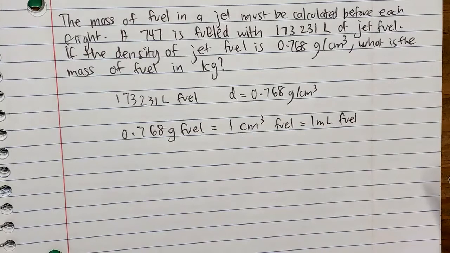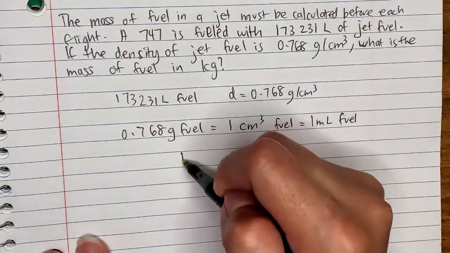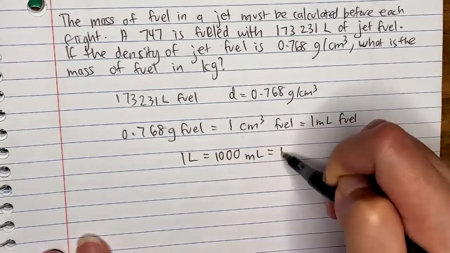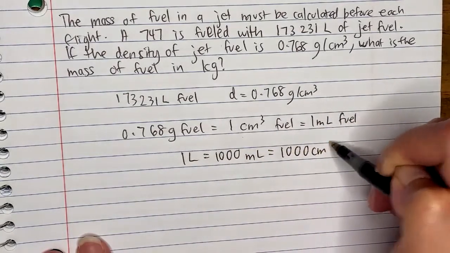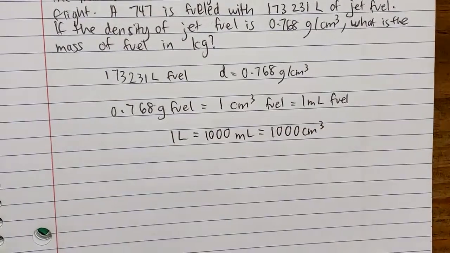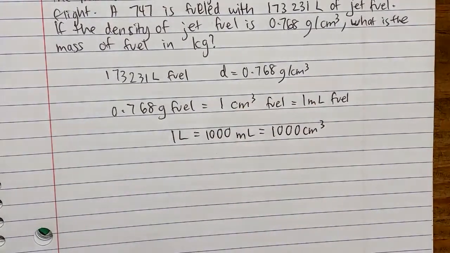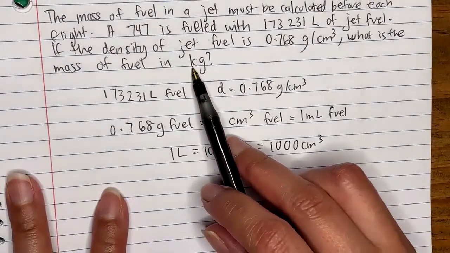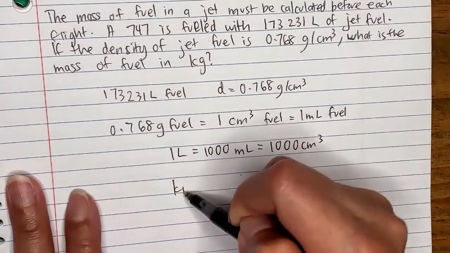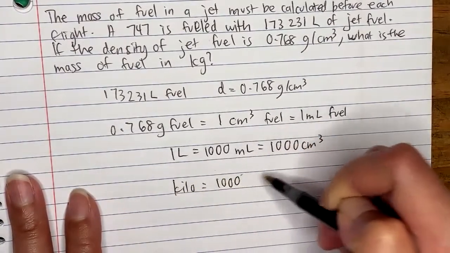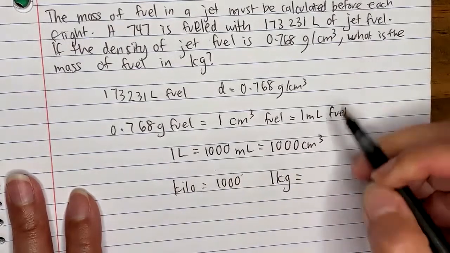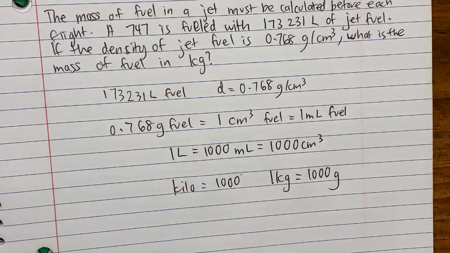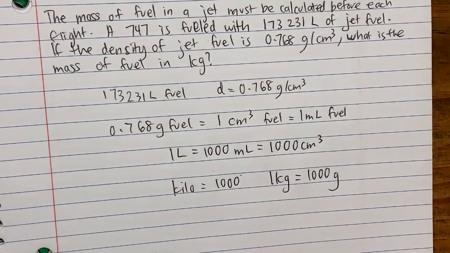Okay, now remember, what's the conversion between milliliter and liter? 1 liter is 1,000 milliliters, which is 1,000 centimeters cubed. That one I want you to go ahead and memorize, and this. That saves you a lot of time, okay? And then we also have to remember the conversion to kilogram. Well, kilo means 1,000. So 1 kilogram is 1,000 grams. Okay, so these are all the conversion units I believe that we needed.